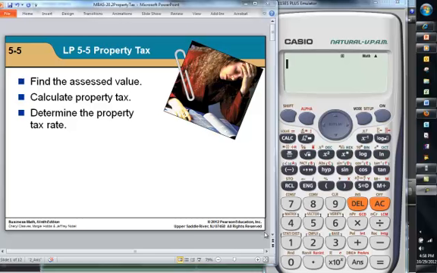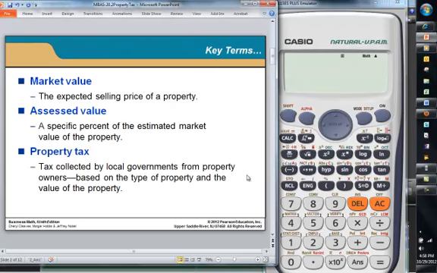This is the last lesson. We're going to find the assessed value, calculate property tax, and determine the property tax rate. Now, it's important to understand a few things about property taxes.